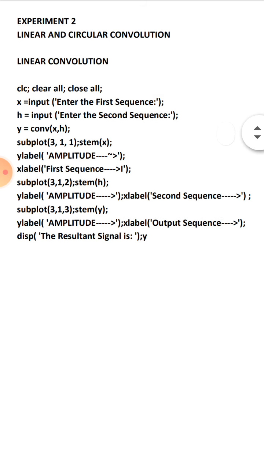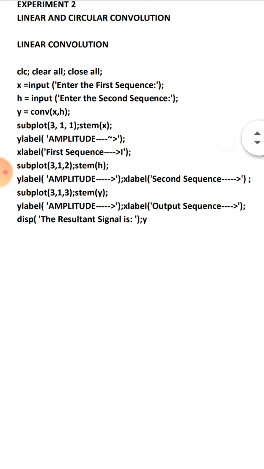When you are giving input for X and H, you can give the length as any number. X can be like a 1 cross 5 array and H can be a 1 cross 10 array. And now we are going to convolve these two signals. So Y is equal to conv, which is the inbuilt command. Convolution of X comma H is your function. This function will perform linear convolution. It's an inbuilt MATLAB function.